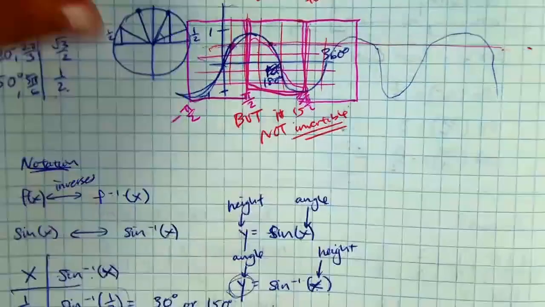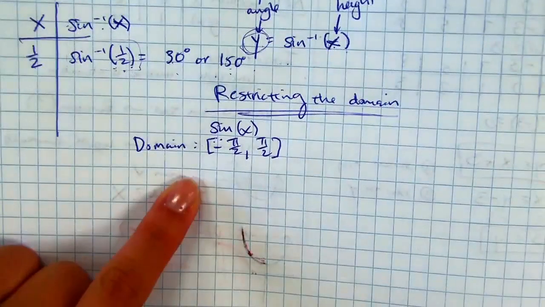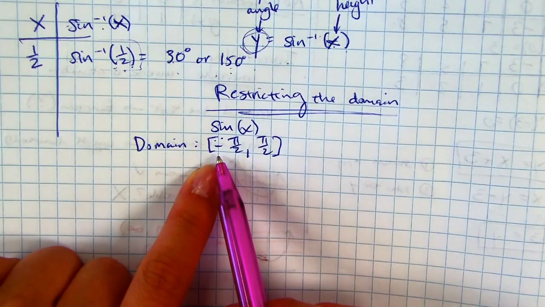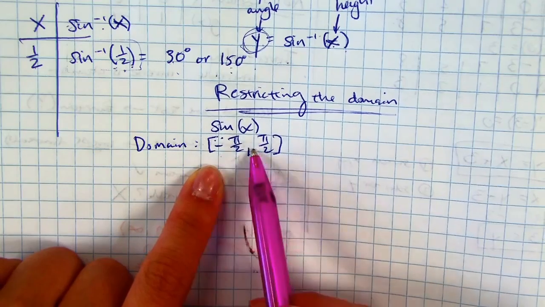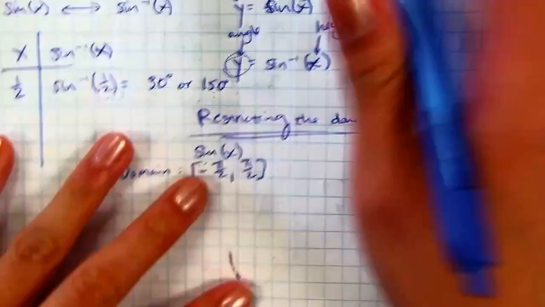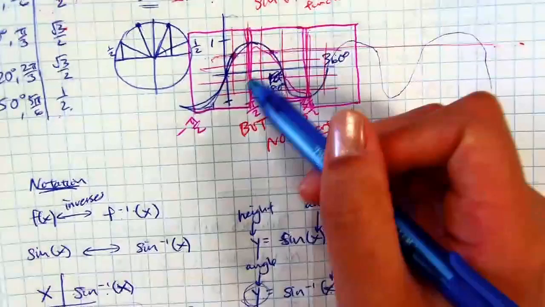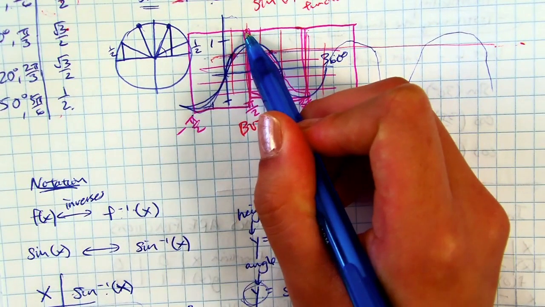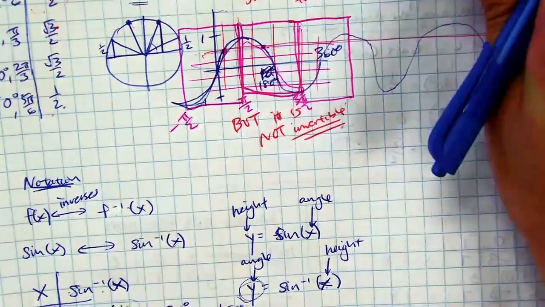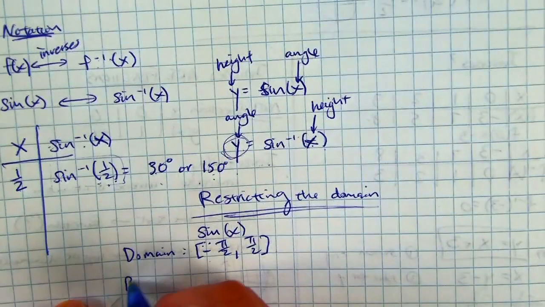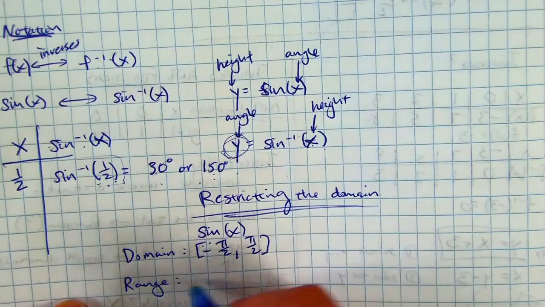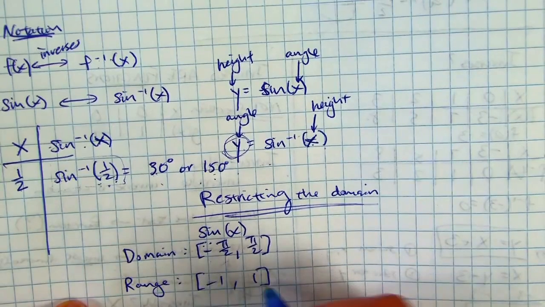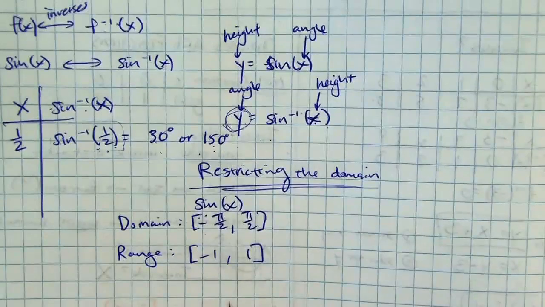So I'm going to come down here, and I'm going to say, for the sine graph, I just want my domain from negative pi over 2 to pi over 2. And if you take a look, negative pi over 2 here is our minimum point, which is negative 1. Pi over 2 here is at our maximum point, which is at the value 1. So that means my range goes from negative 1 to 1, which covers all of my heights, which is great. So that's what I wanted.